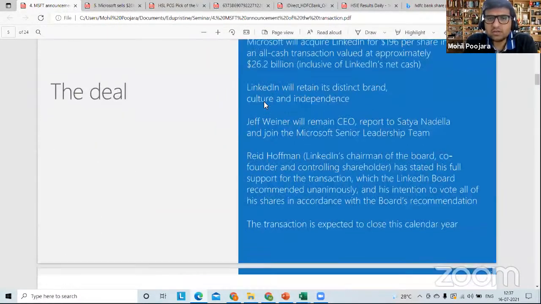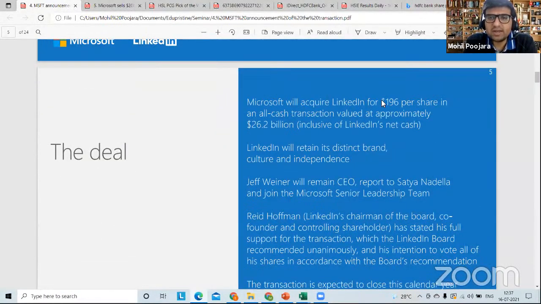In 2016, Microsoft announced that they will acquire LinkedIn for $196 per share in an all-cash transaction valued at approximately $26.2 billion. The thing to consider here is the share price of LinkedIn on June 2016, when the deal took place, was $130 per share. So effectively, Microsoft gave about $66 per share in addition to what the actual share price in the stock market was on the date of acquisition.